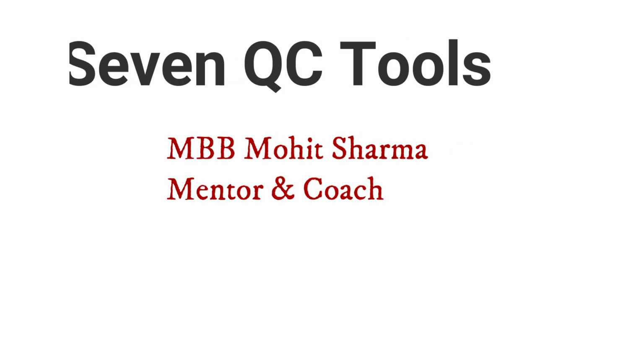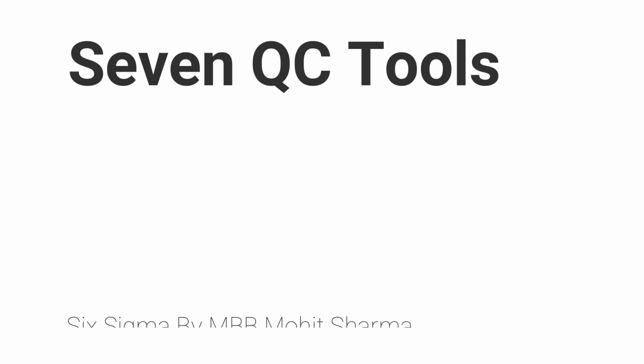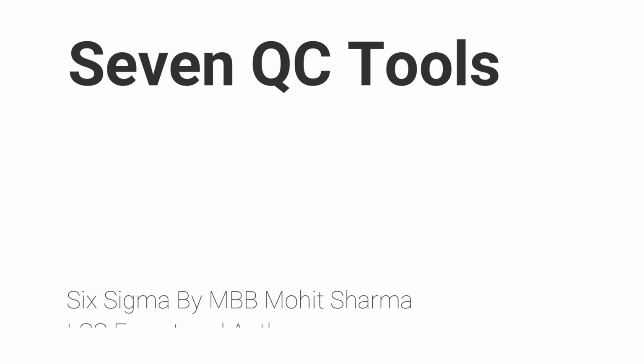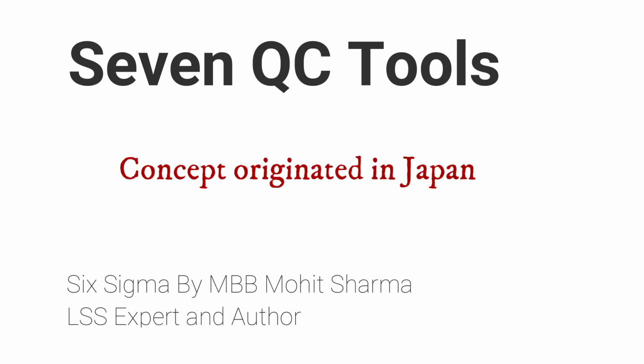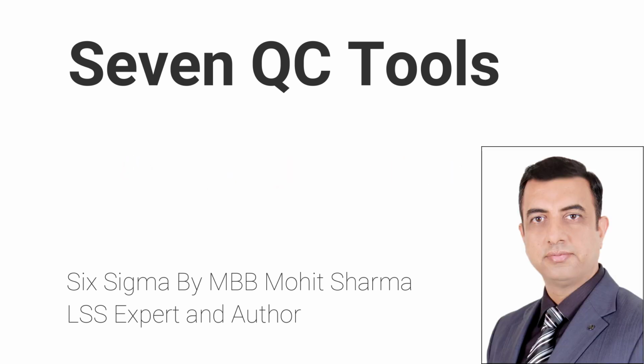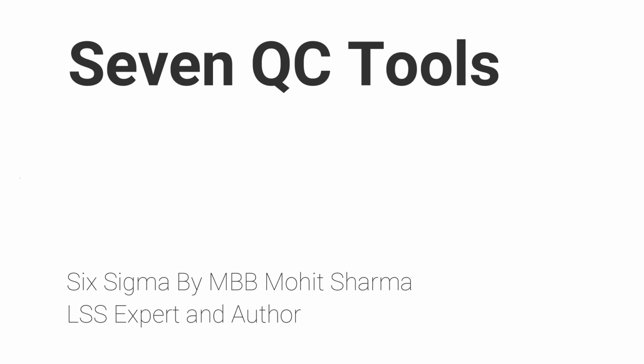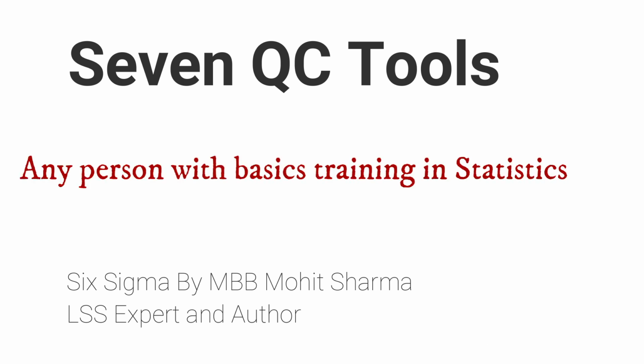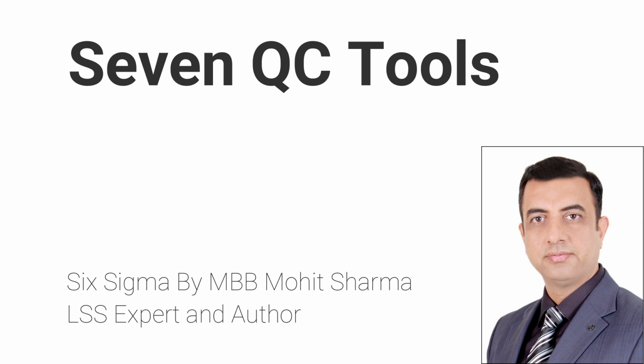In today's video, we will talk about 7 basic tools of quality. They are also known as 7 QC tools. This concept originated in Japan when the country was undergoing a major quality revolution. It had become a major mandatory topic as part of the Japanese industrial training program. These tools were often referred to as 7 basic tools of quality because they could be implemented by any person with basic training in statistics and were simple to apply to solve quality related complex issues.